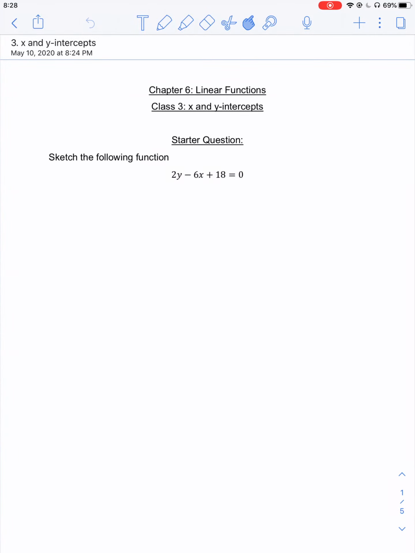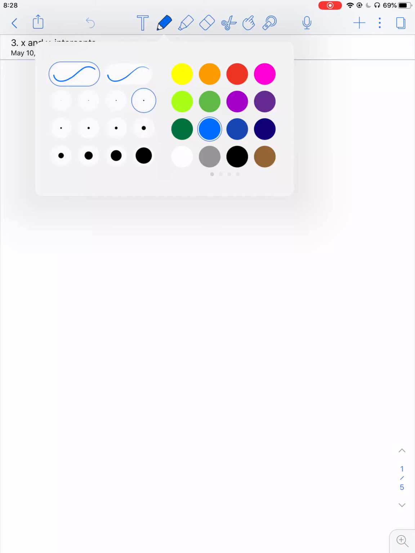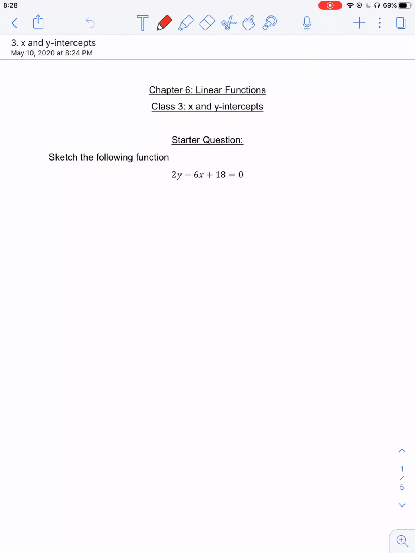Okay, so this week I'm going to talk about the x and y intercepts more in detail. Y-intercept you should already be familiar with when it comes to linear functions. X-intercept will be a new definition that I'm going to go over. Both of them, I will cover in detail.